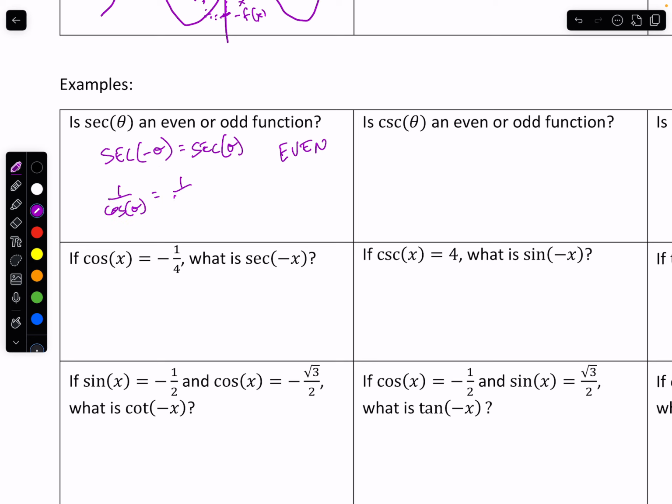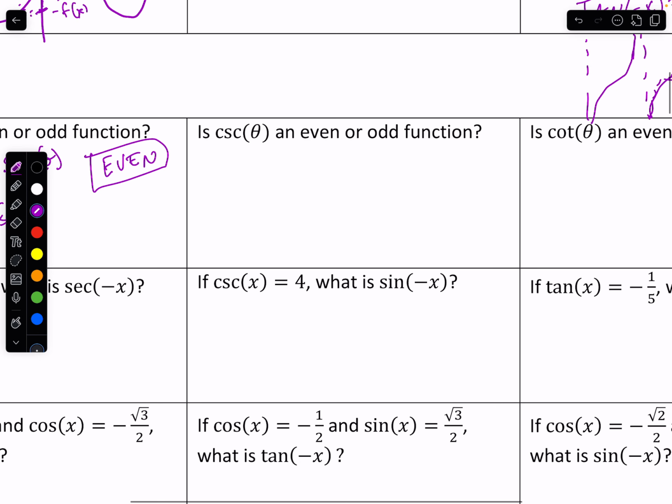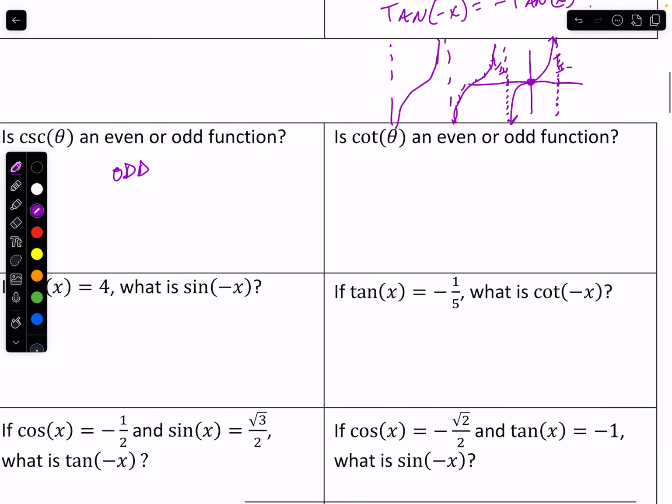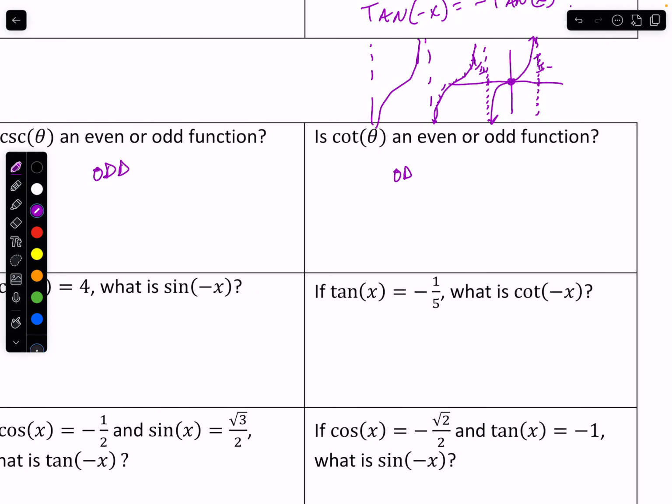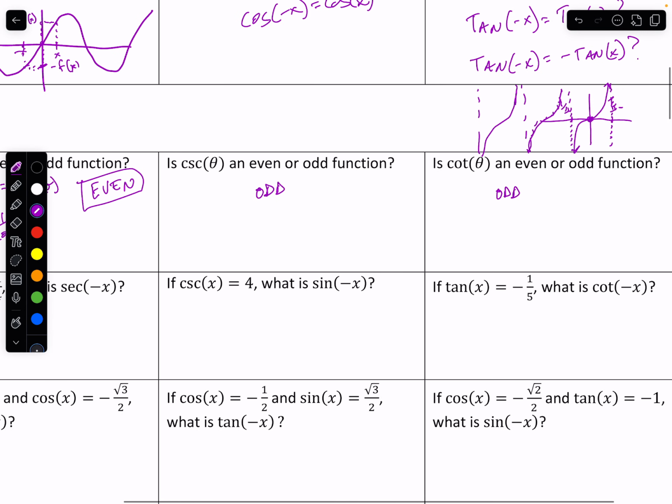I forgot to put the negative in there. And then we know that those would be equal, meaning this would be equal, so it's even. It's because it's another way to write cosine, essentially, the reciprocal of cosine. So if cosine's even, then secant's even. For the same reason, cosecant is odd, because it's the reciprocal of sine, and cotangent is also odd because it's the reciprocal of an odd function.